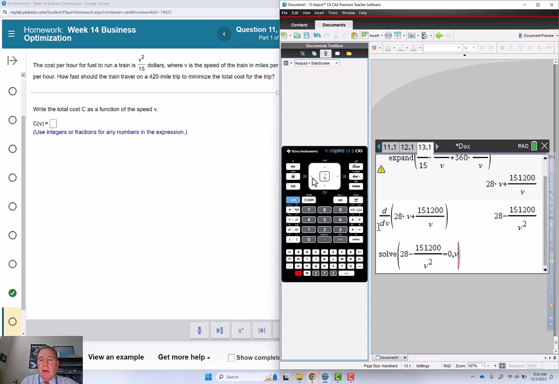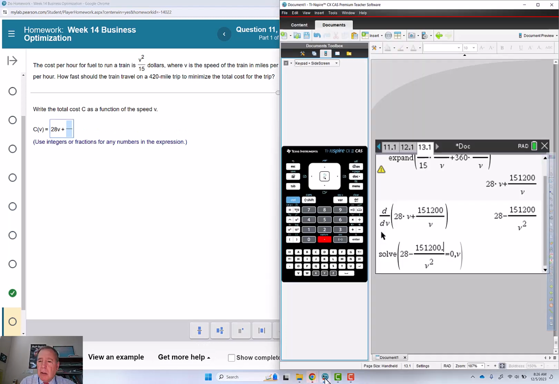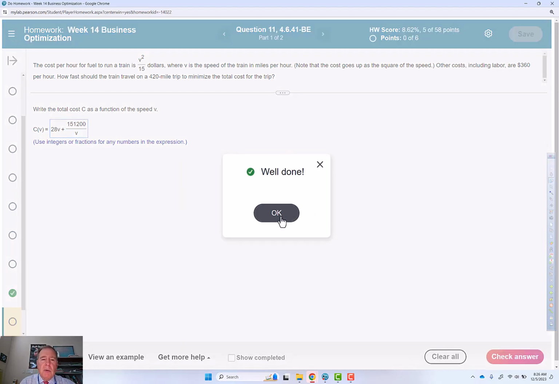This is going to come out to a nasty decimal, so I want a decimal answer, and I need to put in my cost function first, so that's going to be 28V, then plus a new fraction, 151,200 over V. Check that answer, well done.